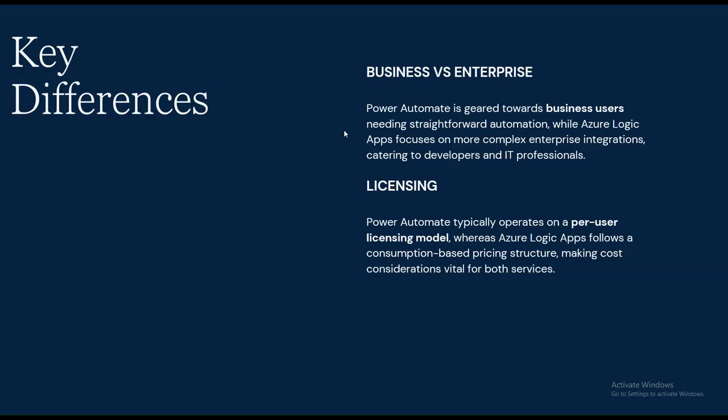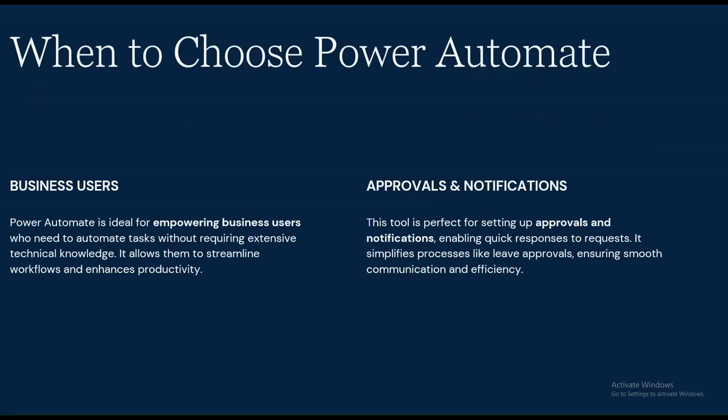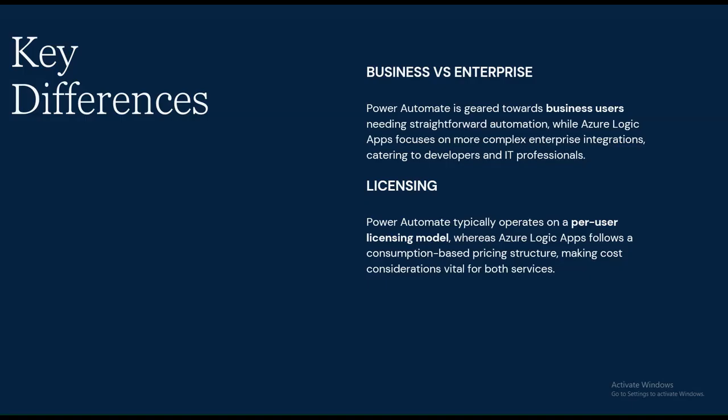Power Automate is mainly used by business users and citizen developers, while Logic Apps is typically used by developers and IT professionals. Power Automate works primarily within Microsoft 365 and the Power Platform, while Logic Apps run inside Azure. Another difference: Power Automate usually uses per-user licensing, while Logic Apps uses Azure consumption-based pricing.